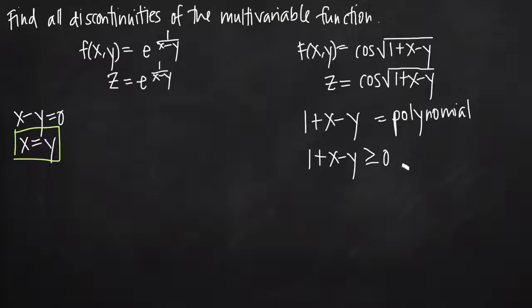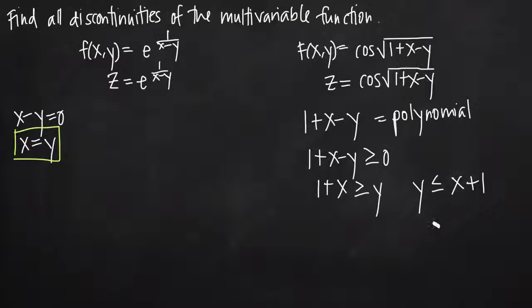And we could leave the expression this way, or we could manipulate it if we wanted to. For example, we could add y to both sides and say that 1 plus x has to be greater than or equal to y, or in other words, y has to be less than or equal to x plus 1. We could write it that way as well. But in either case, this is the only restriction. We have y less than or equal to x plus 1.